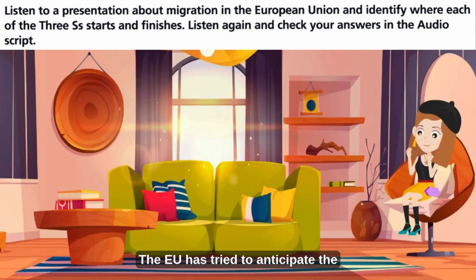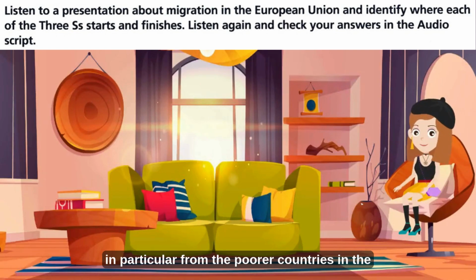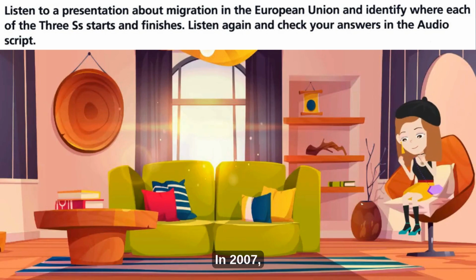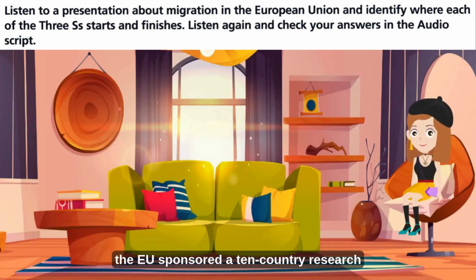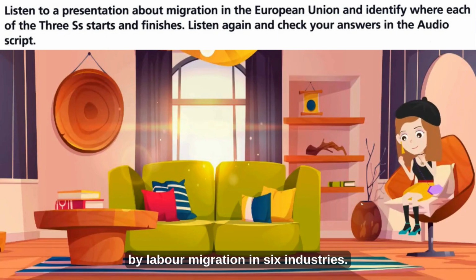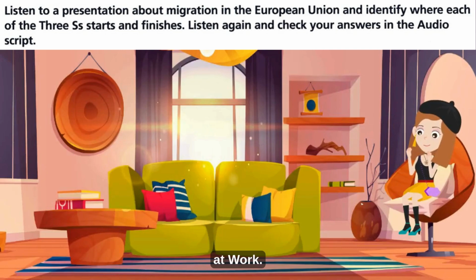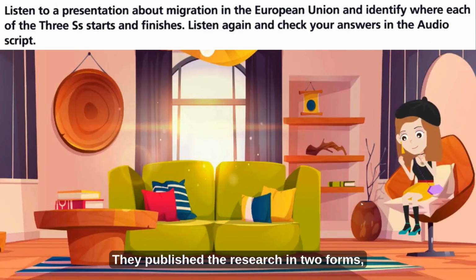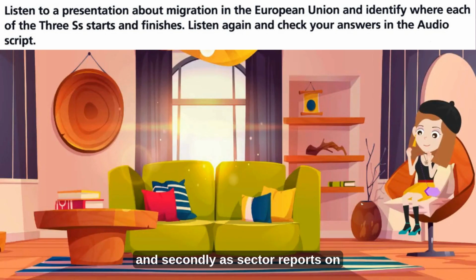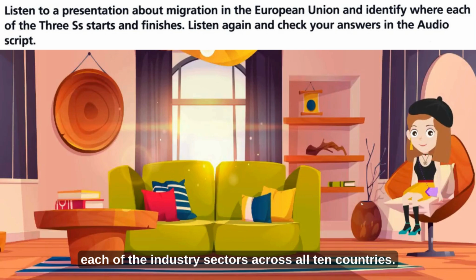The EU has tried to anticipate the problems of mass labour migration, in particular from the poorer countries in the East and South to the richer economies of the North and Northwest. In 2007, the EU sponsored a 10-country research project into potential problems caused by labour migration in 6 industries. They called the project Diverse Europe at Work. They published the research in 2 forms. First, as country reports for each of the 10 countries involved, and secondly, as sector reports on each of the industry sectors across all 10 countries.